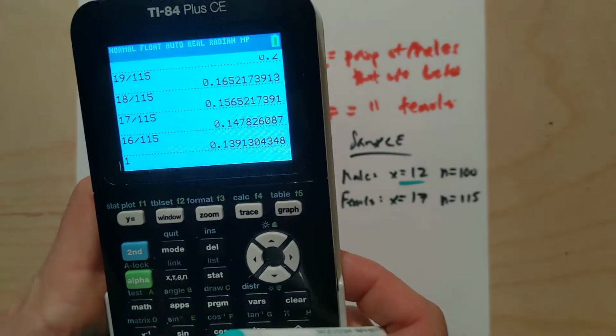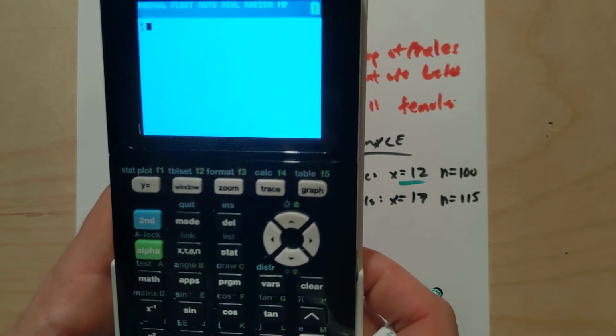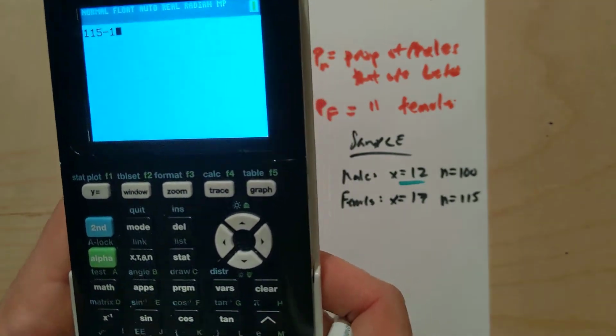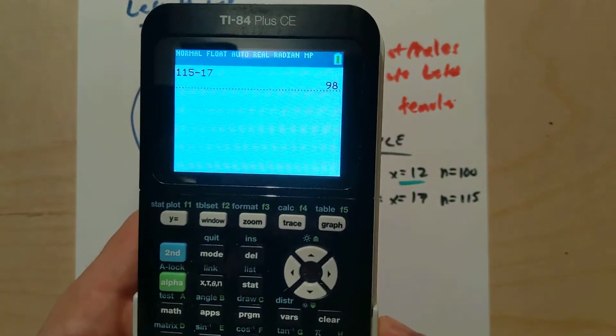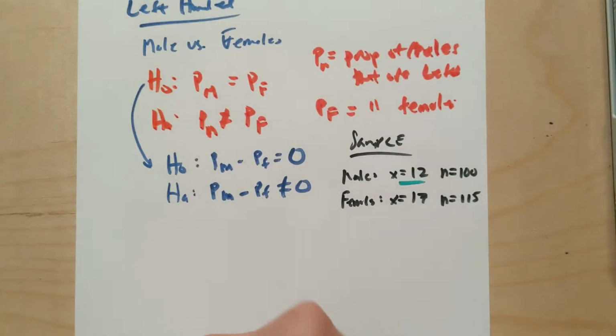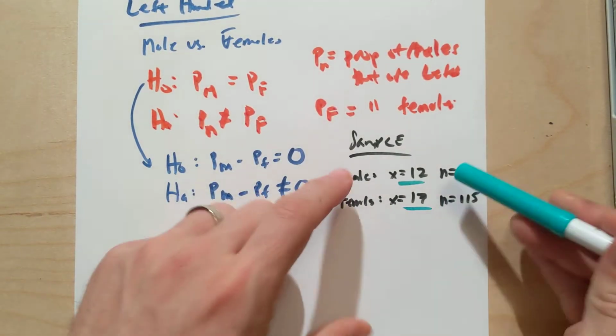Of course, then what are we doing here? 115 minus 17. I should have done the other way. Isn't that dumb? But whatever. 98 failures there. And so both of those are at least 10.